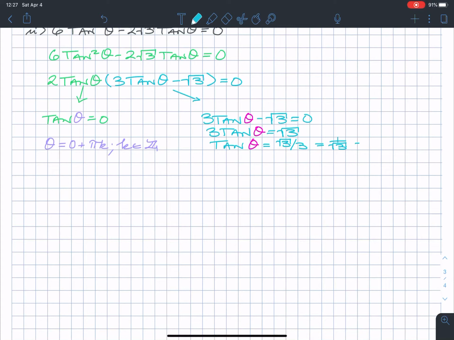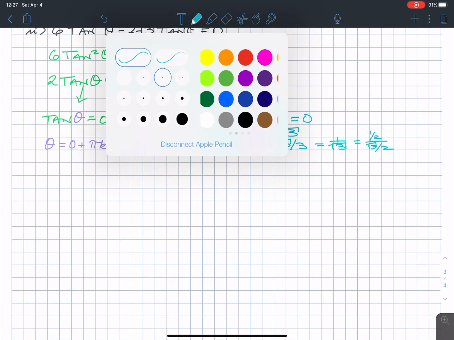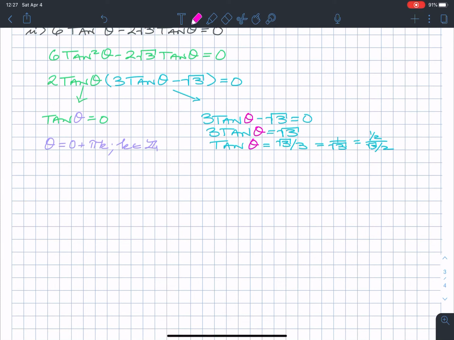So I can actually write that as 1/2 divided by square root of 3 over 2. So that I'm looking for places where sine is 1/2 and cosine is the square root of 3 over 2. That would be at pi over 6 plus pi k. But it would also be at 5 pi over 6 plus pi k.